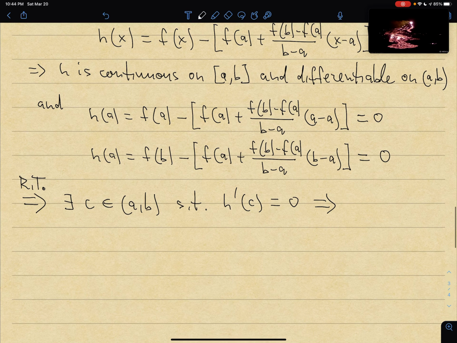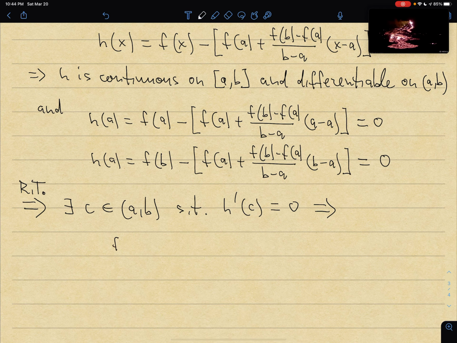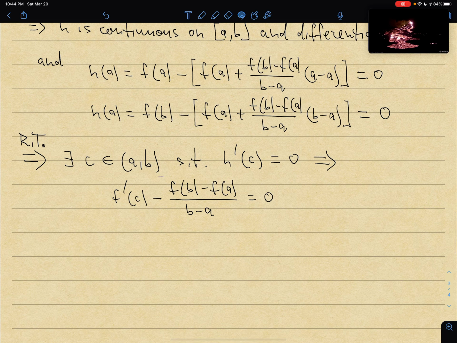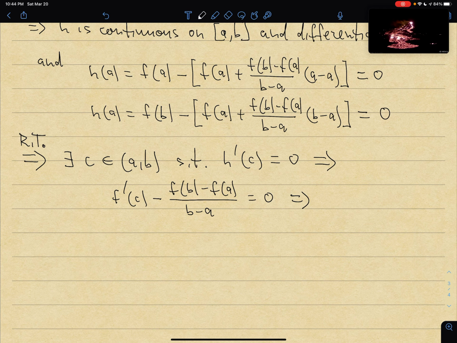And so from h prime of c being equal to 0, it follows that f prime of c minus f of b minus f of a over b minus a must be equal to 0, right? Because h prime of x is the derivative of this. It's going to be f prime of x minus this constant slope. So if I evaluate it at c, I'm going to get this stuff equal to 0. And, of course, if I move the slope to the right side of this equation, this implies that f prime of c is the same thing as f of b minus f of a over b minus a. And that's exactly what I wanted to show, so we're done.